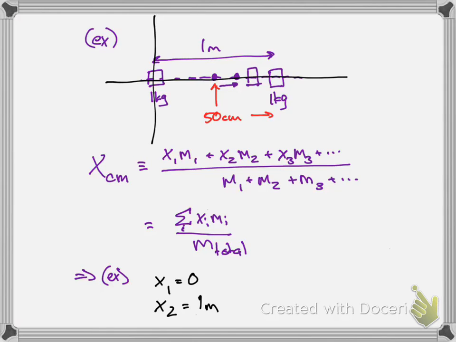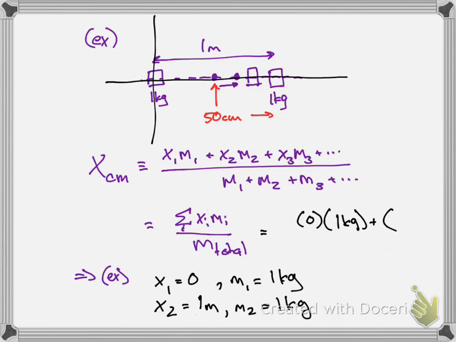So that's the 2 masses above. We'll leave off the third mass for now. And m1 is 1 kilogram, and m2 is 1 kilogram. So we'll go ahead and plug that into the formula, the sum of x_i m_i. So x1 is 0, m1 is 1 kilogram, plus the position of the second mass, which is 1 meter, and the mass of the second mass, which is 1 kilogram, divided by the total mass, which is 2 kilograms. I wrote something wrong. Hold on.